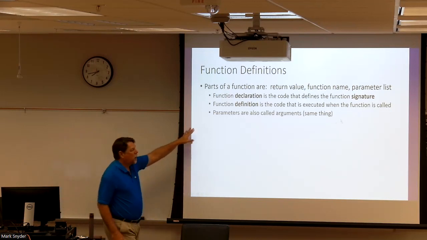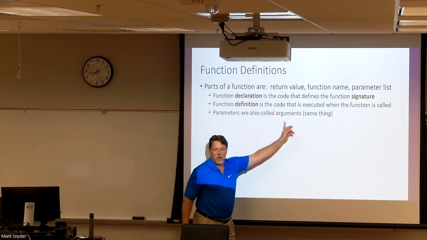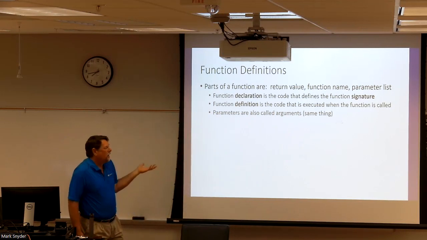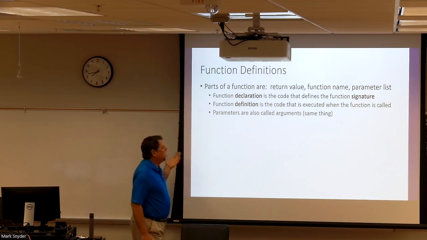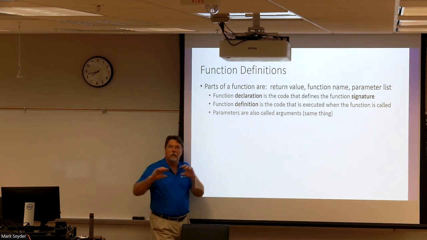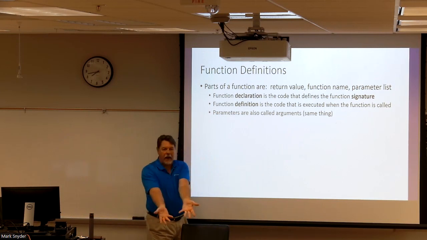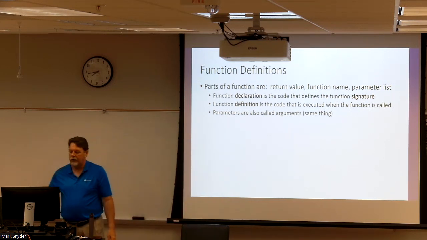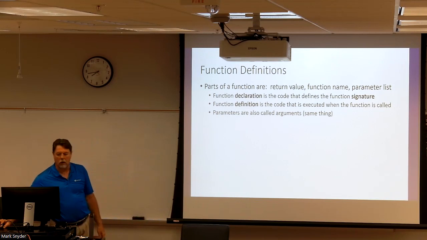Parameters, you'll probably hear me say arguments. Sometimes the book may use the word parameters and arguments interchangeably. The only distinction I've ever heard is maybe your parameters are the list, the declaration declares the parameters, and the values you pass are the arguments. I've heard people use that distinction before, but for the most part, they're just used interchangeably. Parameters, arguments, whatever you want to call them.